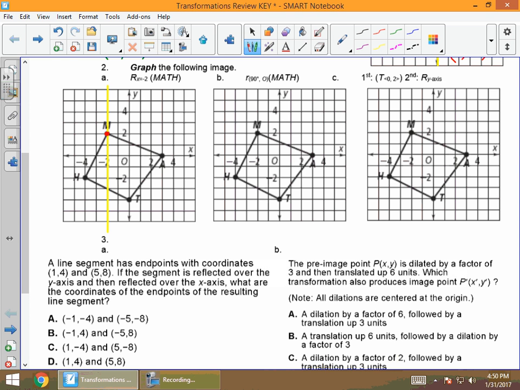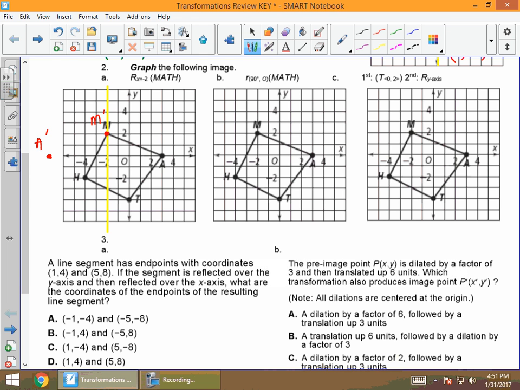A is 1, 2, 3, 4, 5 units to the right. So now it has to go 5 units to the left. So 1, 2, 3, 4, which means I'm off the graph over here. My new M and my old M were the same. My old A, this is my new A.